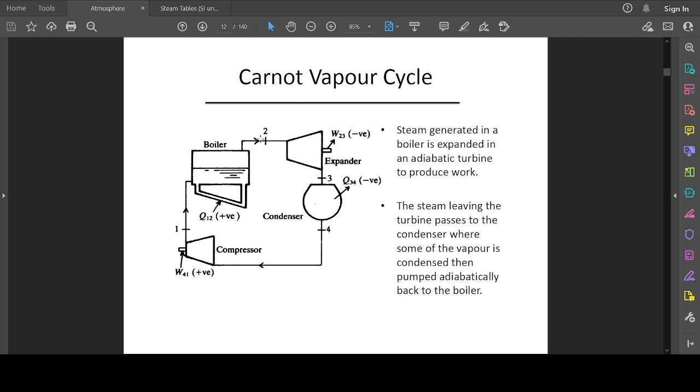adiabatically. Remember, the turbine is adiabatic, so there is no heat added. But in the boiler, there is heat added. And this condenser output is pumped adiabatically back to the boiler. So the adiabatic operation happens at the compressor and the expander.